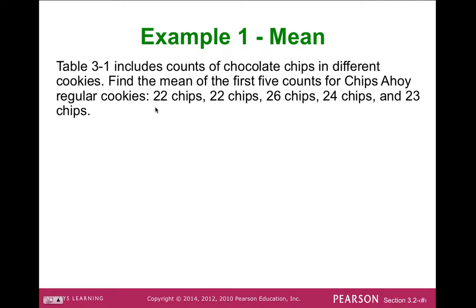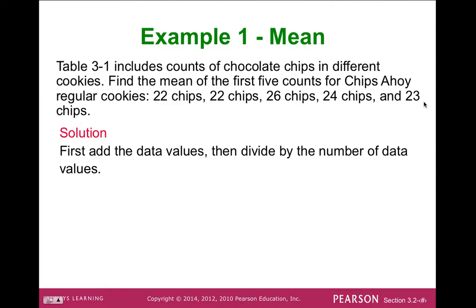So the first cookie had 22 chips, second cookie also had 22 chips, third cookie had 26 chips, fourth cookie had 24, and the last cookie had 23 chips. Okay, so based on all of this, let's calculate a mean. So we're going to add all of these data values together, and then we're going to divide by the total number of data values, which we already know is 5.